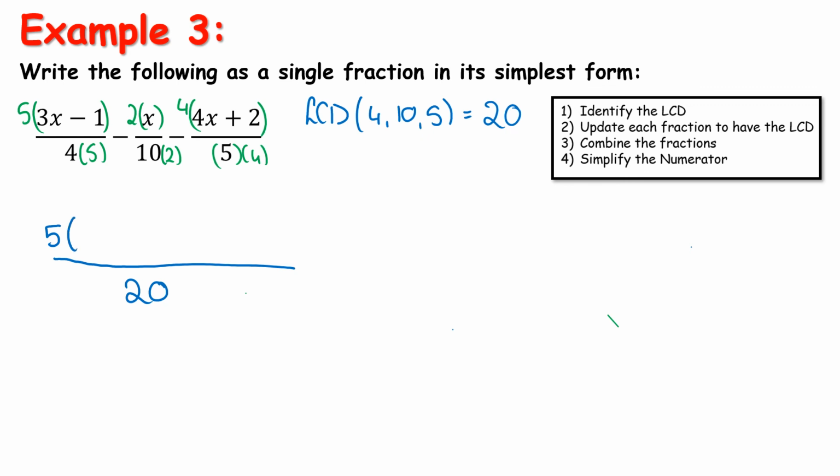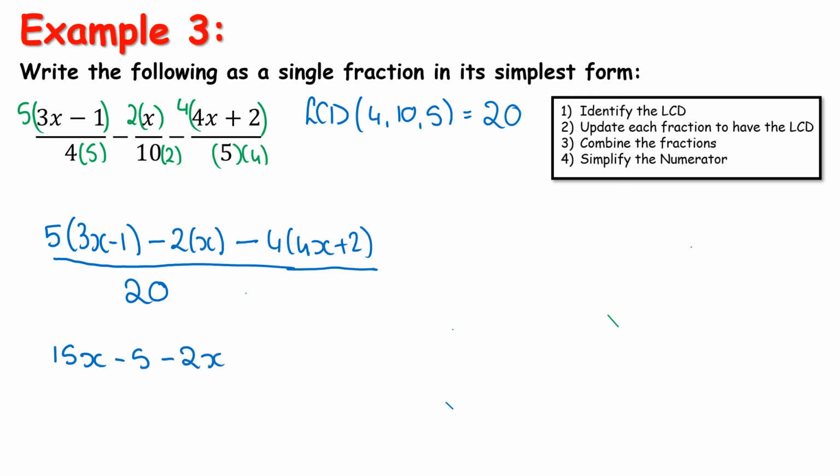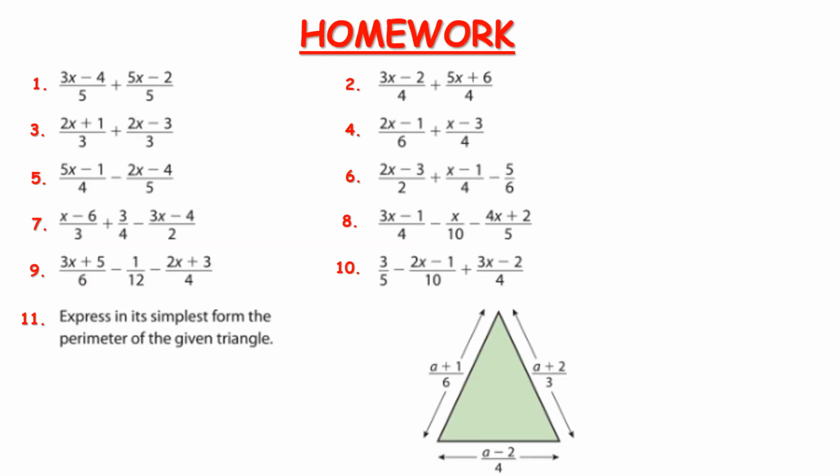I then have 5 times (3x minus 1). Watch your signs. Minus 2 times x. Again, watch your signs. Minus 4 times (4x plus 2). I write that all out. I don't do any part of it in my head until that's combined, and now I do my cleanup. 15x minus 5 minus 2x minus 16x minus 8 all over 20, and that gives us minus 3x minus 13 all over 20. So here are the questions I want you to try for homework.